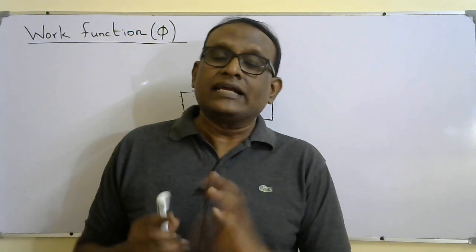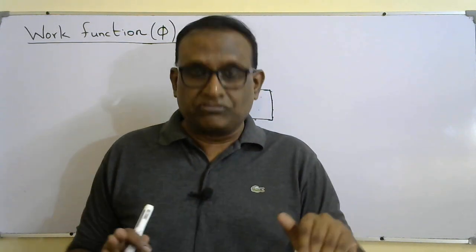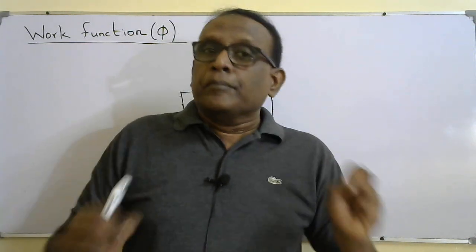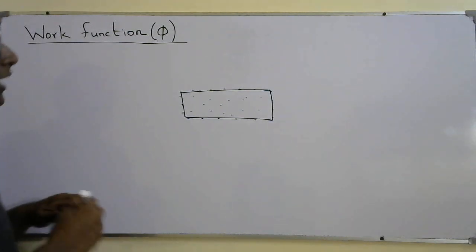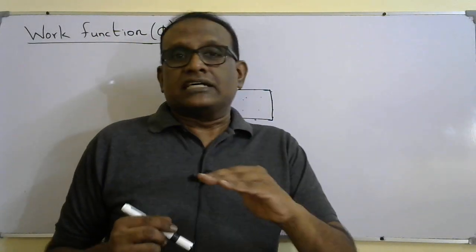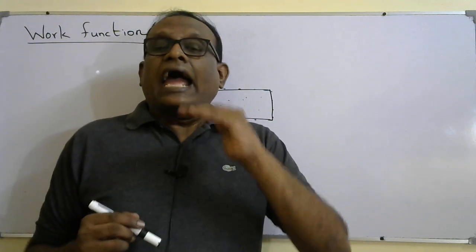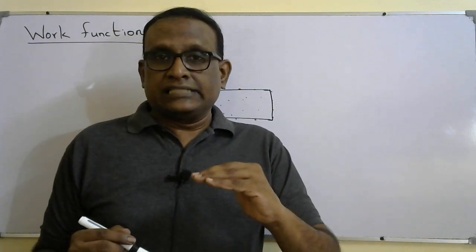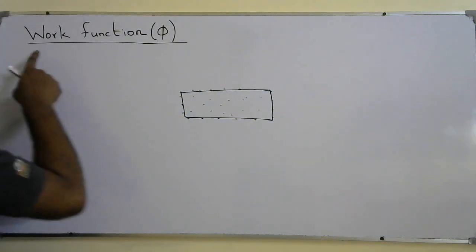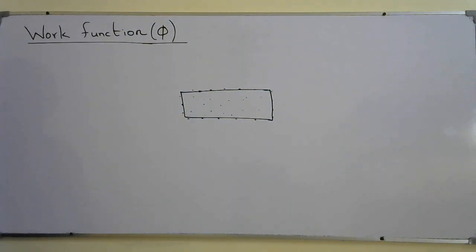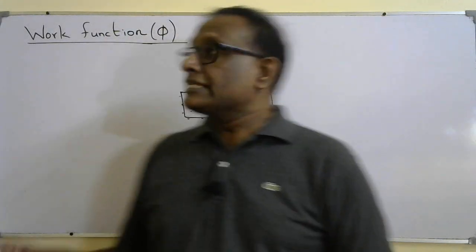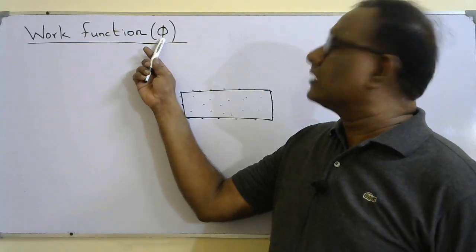So normally we consider only the surface electrons. For a particular type of metal, the minimum amount of energy required to remove an electron from its surface is constant, and that minimum amount of energy to remove an electron from the surface of the metal is called the work function of the metal. It is denoted by the notation phi.